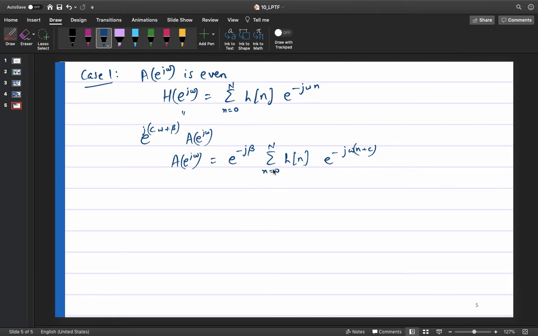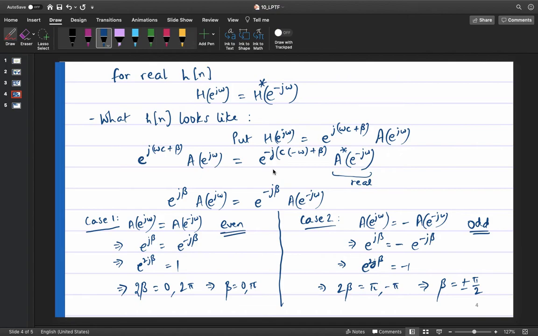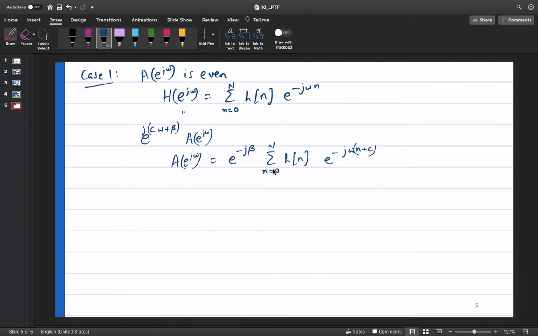Now we have defined for case 1 that e^{jβ}, which means β is 0 or π. If β is 0, this is 1. If it is π, it becomes minus 1. So this is plus minus, both possibilities are there. Summation, this thing, right?